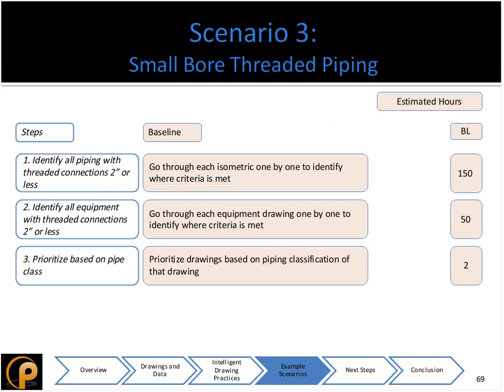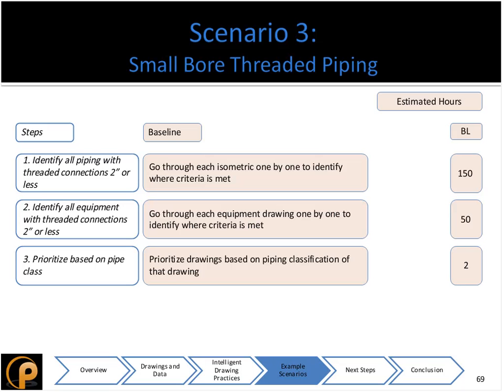So for the baseline, again, very manual effort: go through isometrics one by one and just look for 2-inch threaded connections. So you'll do this with your isometrics, and also do this with your equipment drawings. And then you can prioritize those based on the pipe class of that drawing. So I have actually 200 hours estimated for this effort.